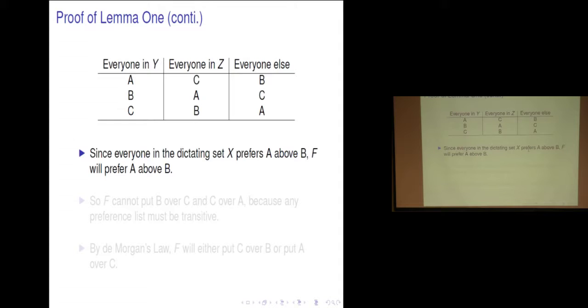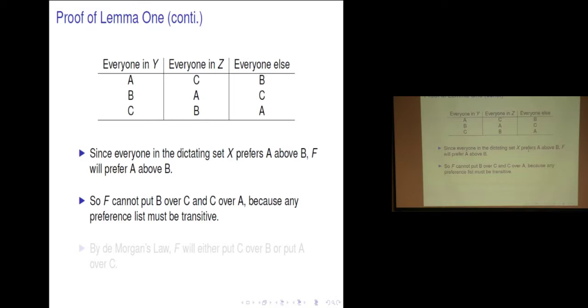Since everybody in the first two columns, these so-called two-thirds of people, prefer A above B, and Y union Z is X, and X is dictating, since everyone in the dictating set prefers A above B, F will prefer A over B. So in this profile, F will produce A above B. Now the consequence is that F cannot put B over C and at the same time C over A. Because if so, F would prefer B over C, and also the system would prefer C over A, so it automatically prefers B over A.